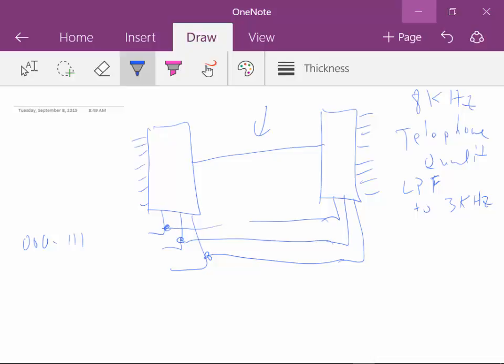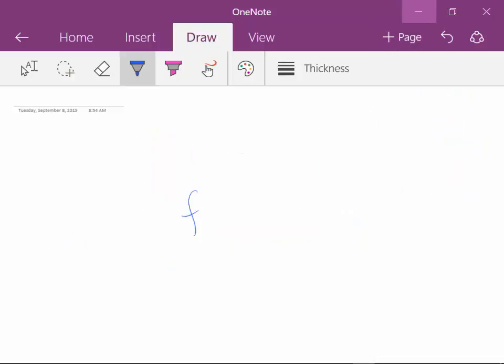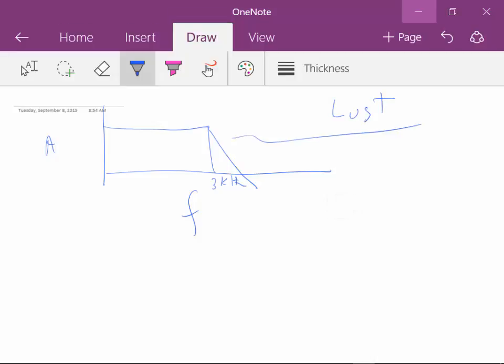When I say bandpass, it simply means that when we look at frequency in this direction and amplitude in this direction, telephone speech at 3 kilohertz starts going down. So everything above 3 kilohertz is lost. It's filtered out.